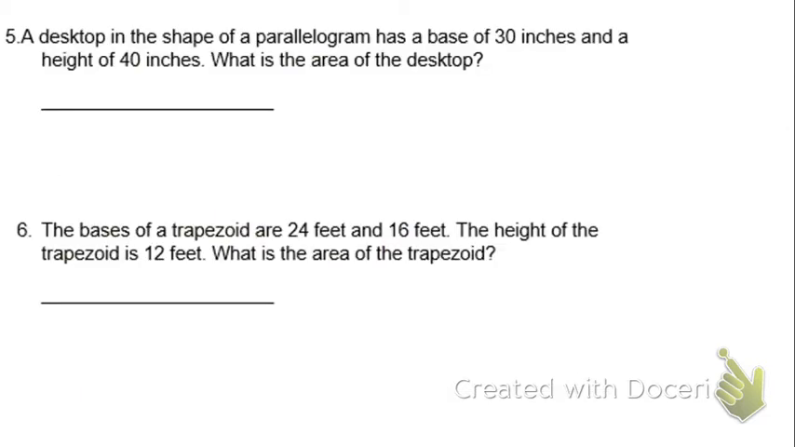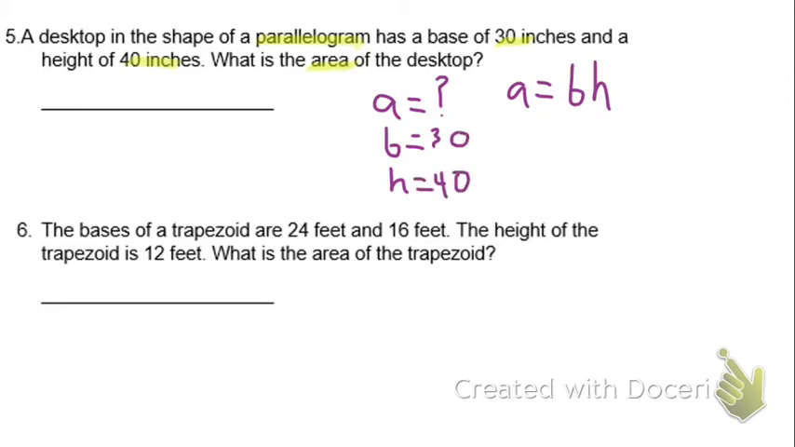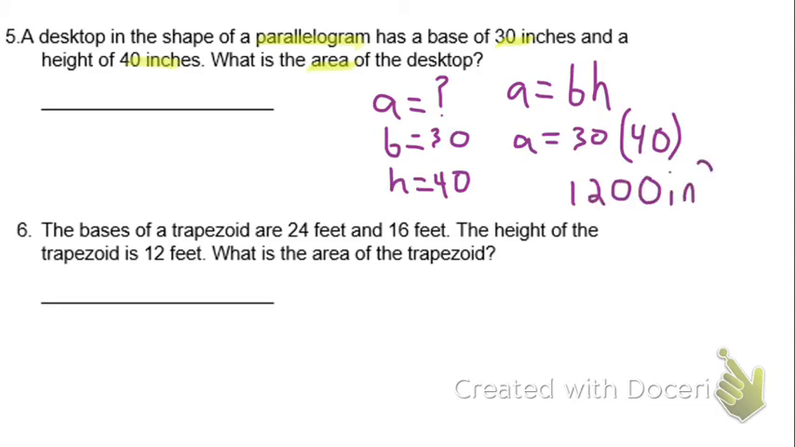All right, so now on number 5, they're telling us that a desktop in the shape of a parallelogram has a base of 30 inches and a height of 40 inches. What is the area of the desktop? Here, they've given you all the values. We know it's a parallelogram, so the formula is area equals base times height. They're asking us for the area. They give us the base, which is 30 inches, and the height, which is 40 inches. We substitute those values into the formula. 1,200 inches squared.